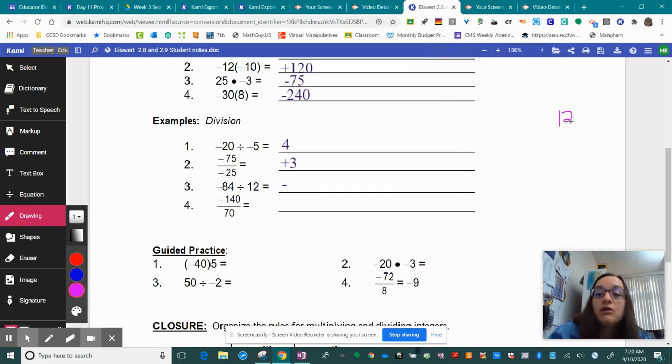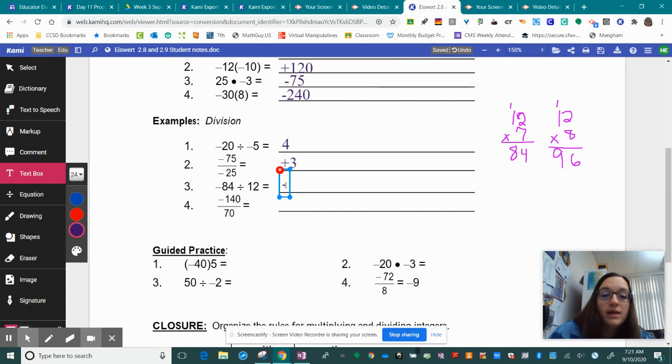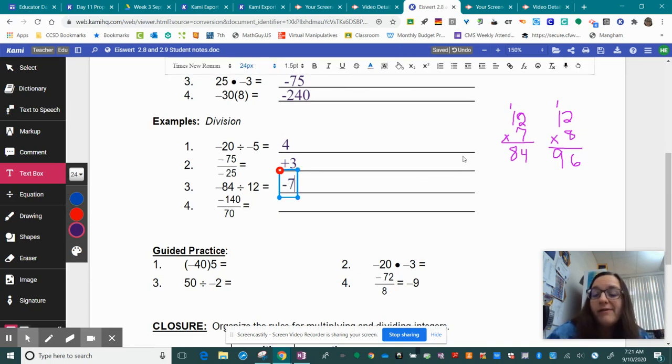I'm going to think 8. Let's try 8. 12 times 8. So 8 times 2 is 16. 8 times 1 is 8, plus 1 is 9. 96. That's too big. Okay, well, let's try 12 times something a little smaller than 8. Let's try 7. What is 12 times 7? Well, 7 times 2 is 14. 7 times 1 is 7, plus 1 is 8. Oh, look at that. We found it. We get a negative 7. Hopefully you know your 12 math facts, because then you would have known that and moved on.